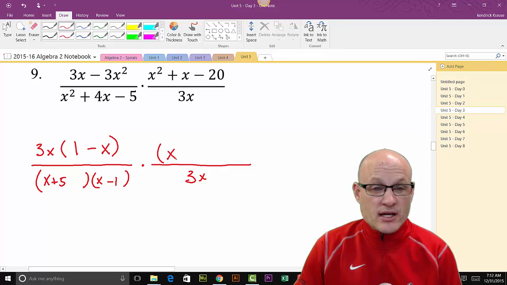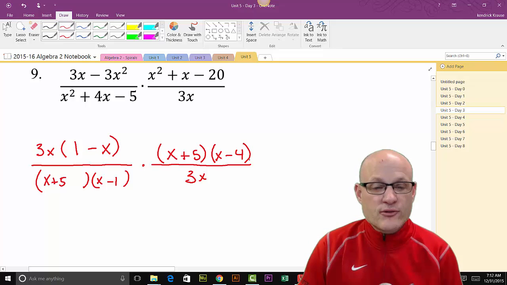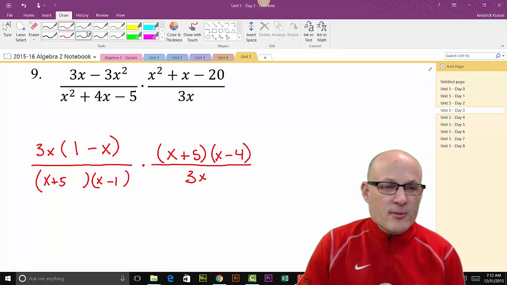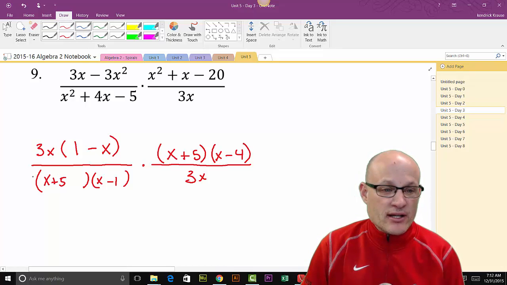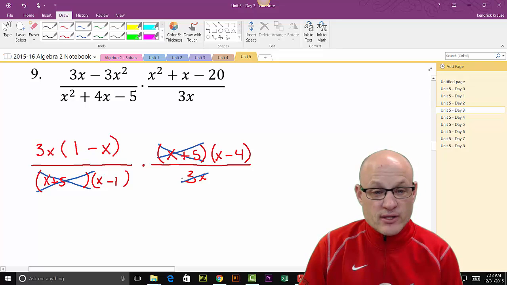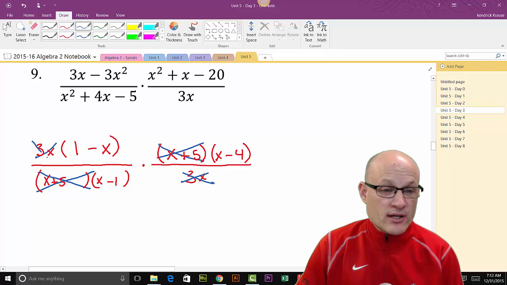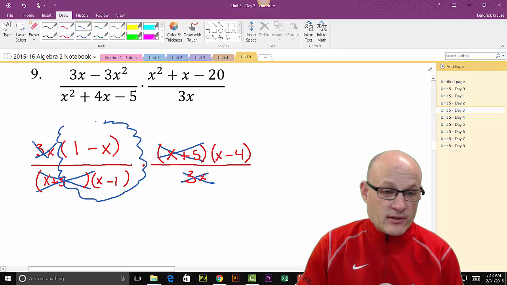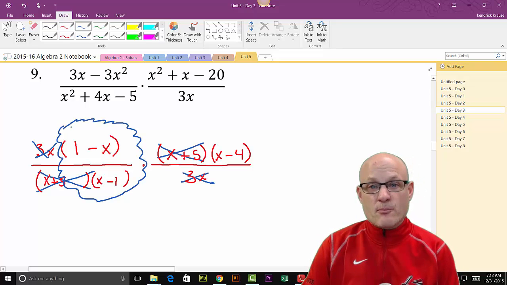And this one's going to be x plus 5, x minus 4. All right, so if the parentheses match exactly, like this x plus 5 matches with this x plus 5, and this 3x matches with this 3x. Here's where you have your problem, and you've got to start recognizing these things. Those two things are backwards.